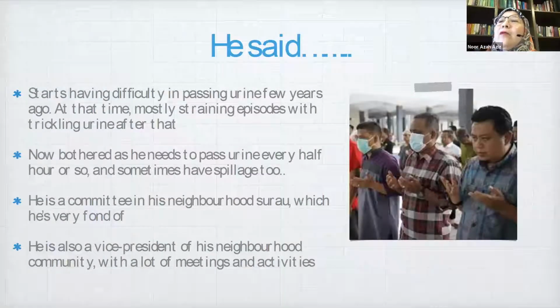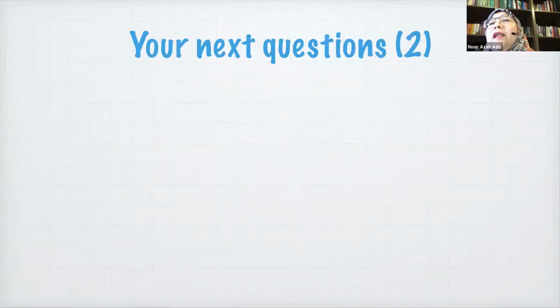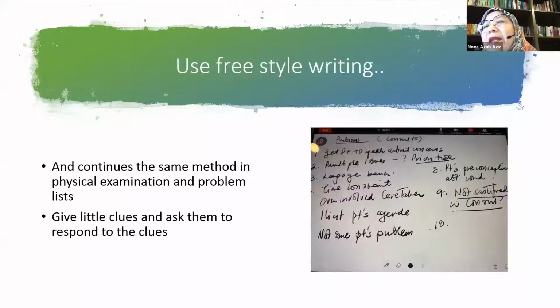Right. So now imagine the patient, you will give some more information to the students about what is going on. Next. And then you will ask the next question to the student. This is a different case. And then continue the same method in physical examination and problem list. Give a few clues and ask them to respond to the clues.